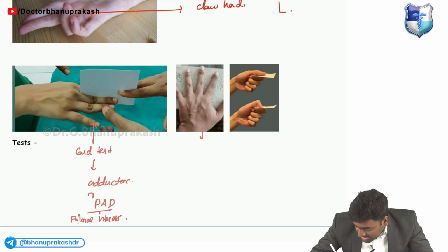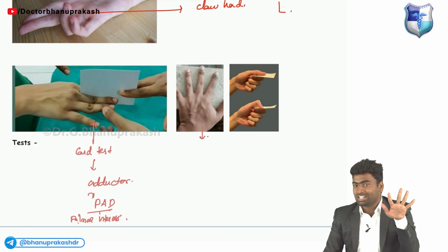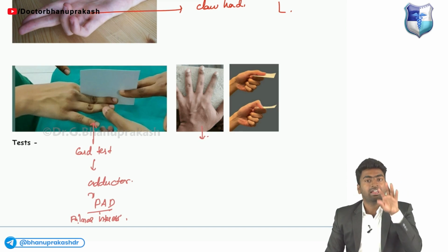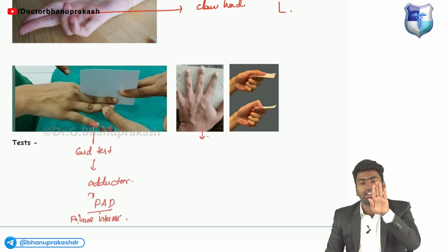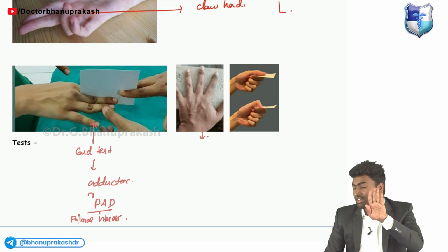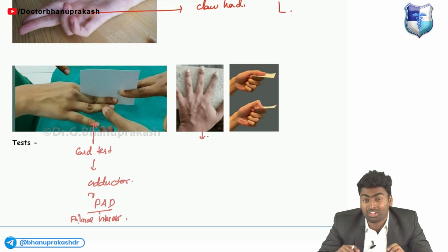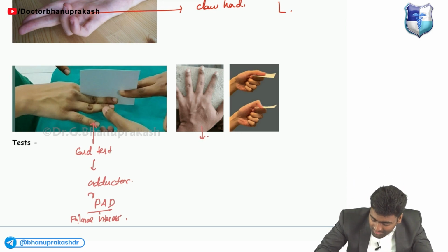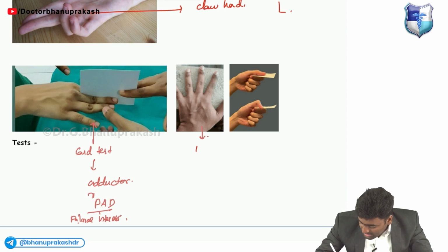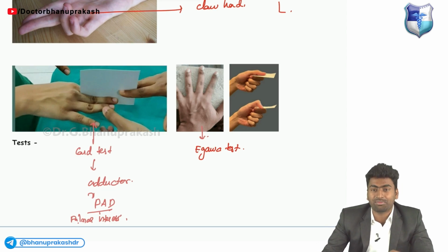Then the next test. Then what does the dorsal interossei do? It will help in the abduction of the fingers. So if we want to test this abduction, we'll give a special name, which is known as the paper test. We'll give this special name, the paper test.